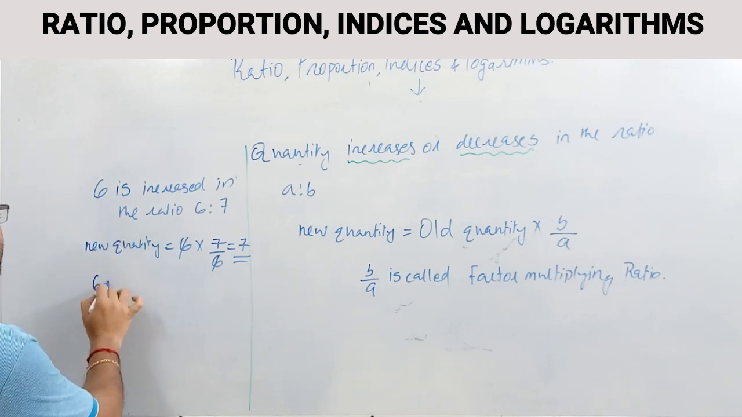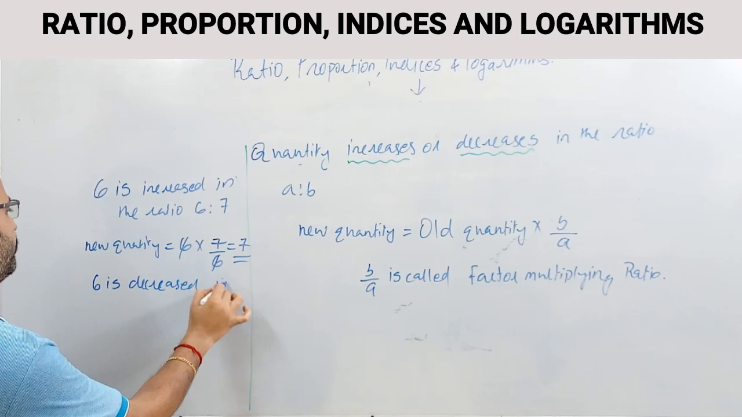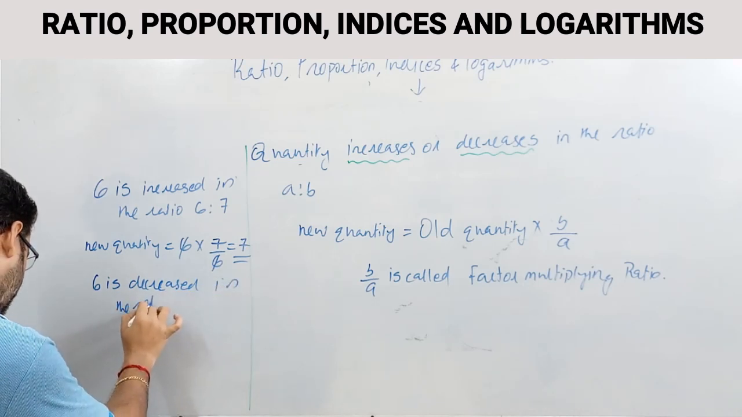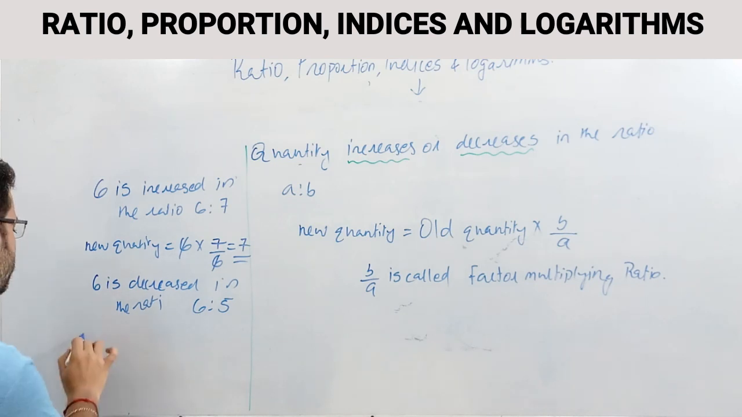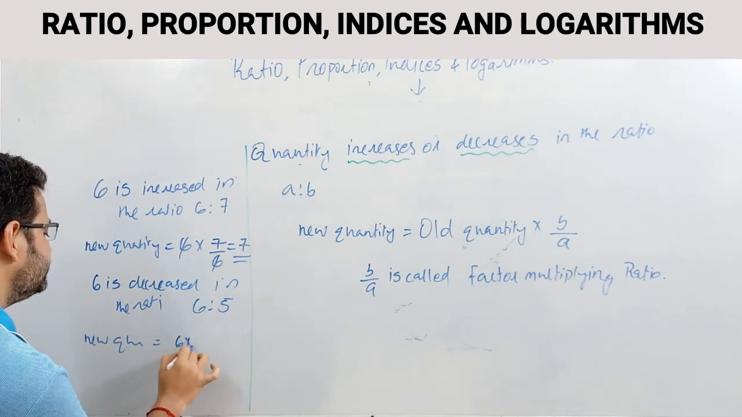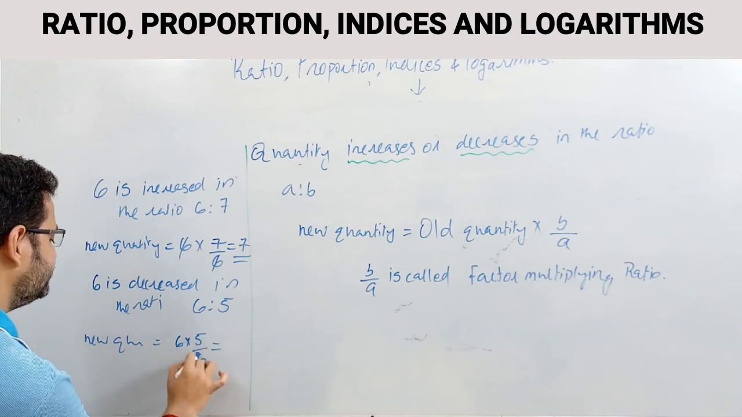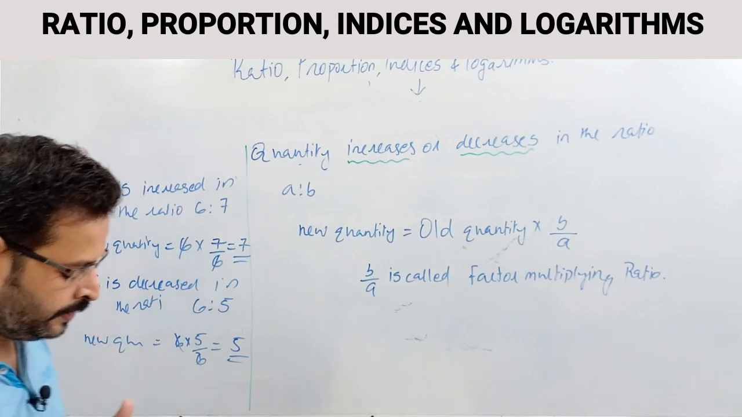Same. 6 is decreased in the ratio 6 is to 5. Then the new quantity will be 6 into 5 divided by 6. 6 gets cancelled. We will get the new quantity as 5.